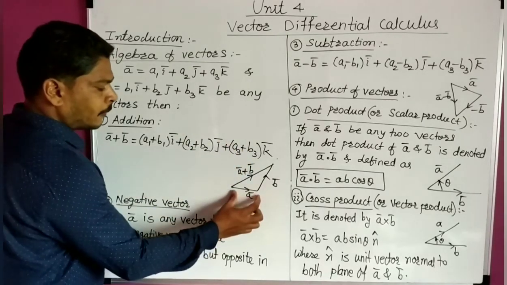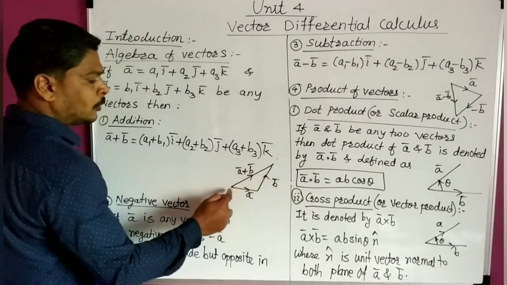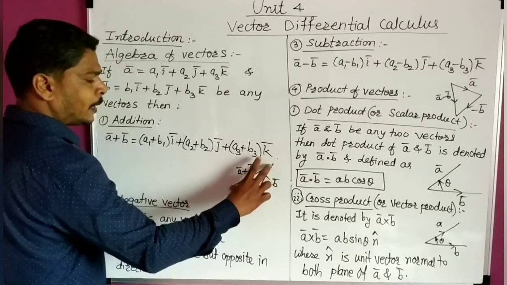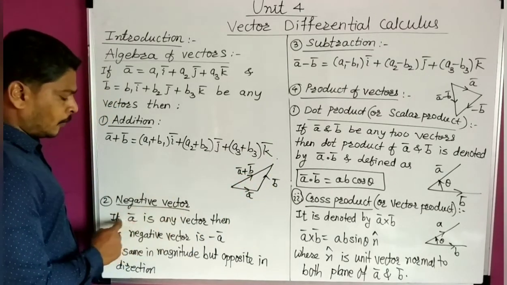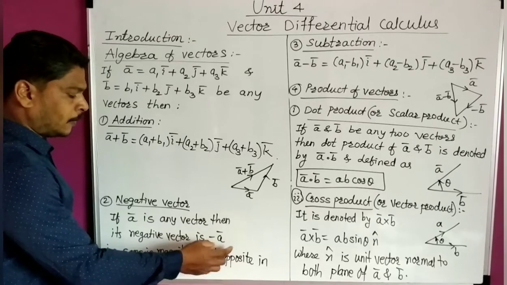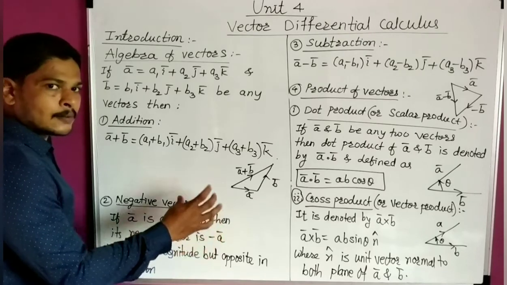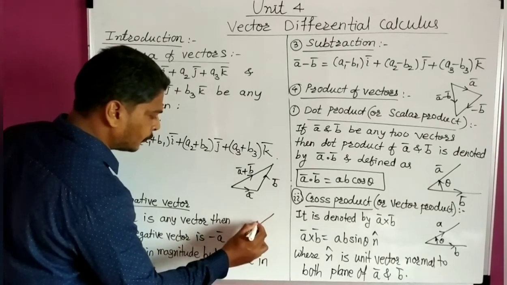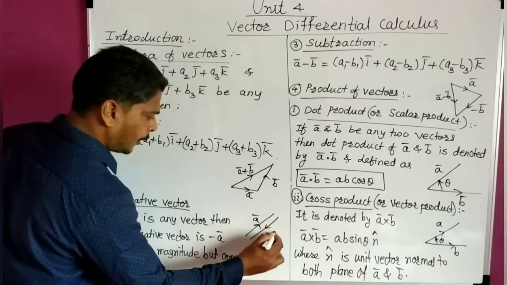If this is our vector A bar and this is our vector B bar, both going in the same direction, then the vector A bar plus B bar is as shown in the given figure. Now next is the negative vector. If A bar is any vector, then its negative vector is minus A bar. That means a vector and its negative vector have the same magnitude but opposite direction. Suppose this is our vector A bar, then its negative vector is like this, minus A bar.